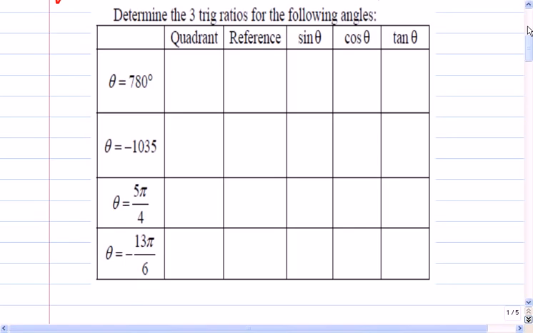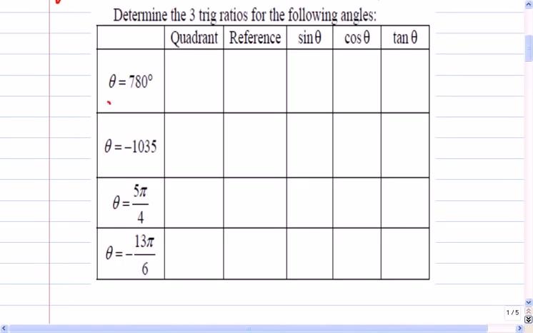So we'll determine the three trig ratios for the following angles. Okay, so 780 degrees, let's start with that. For 780 degrees, what quadrant is that in? Quadrant 1. You know who I find are really good at these questions, really quick? Snowboarders. Why is that? This is a 720, right? It gets you back to where you started, and then 60 more degrees, which means you wiped out, but you're still in quadrant 1, okay?